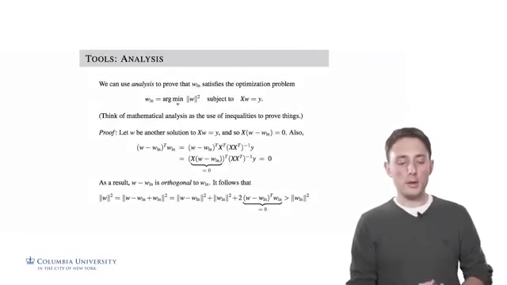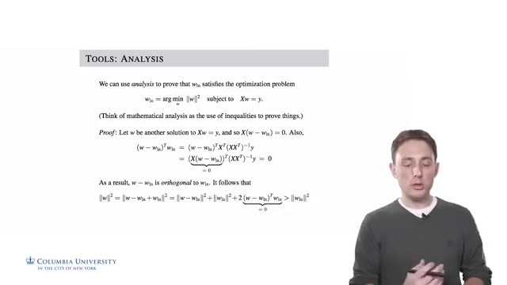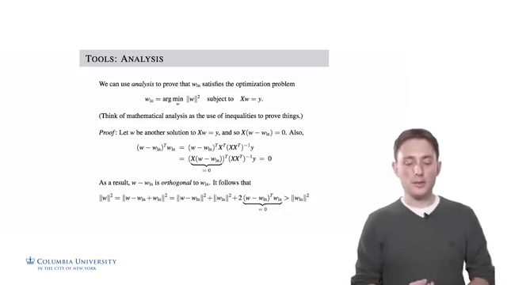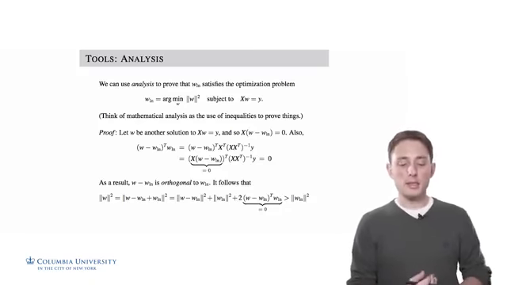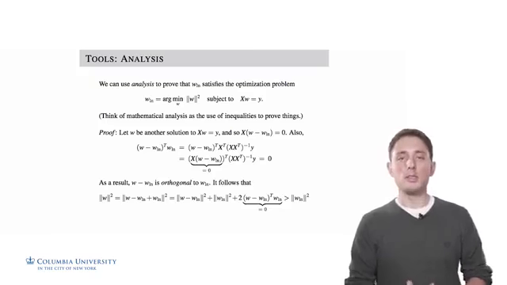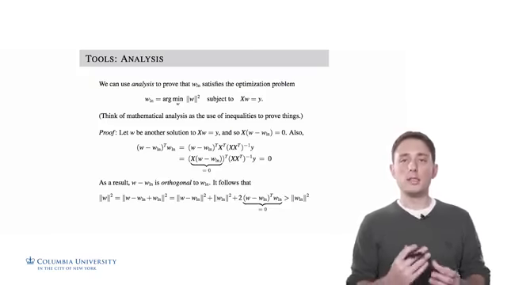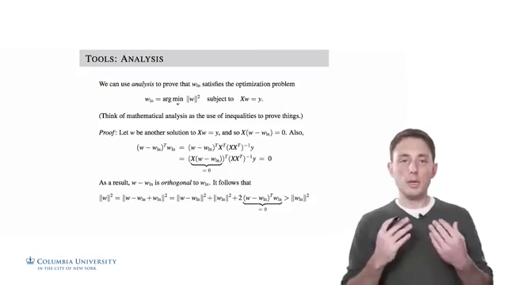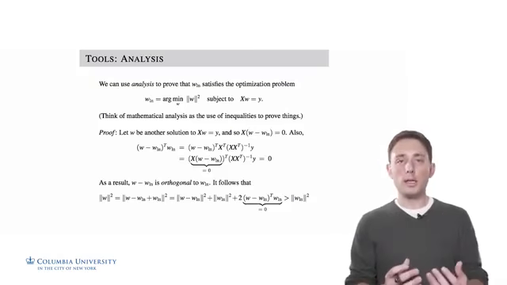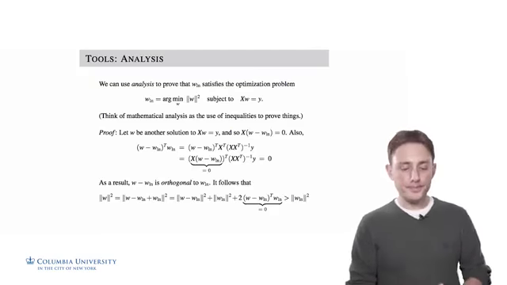Okay, so let's see how we can prove this using something called analysis. This is a very general, useful tool. We can think of mathematical analysis as the use of inequalities to prove things. I'm probably not doing it justice by giving it such a simple definition, but in the context of machine learning, analysis is usually where we somehow use inequalities toward the end of showing something that we want to prove.